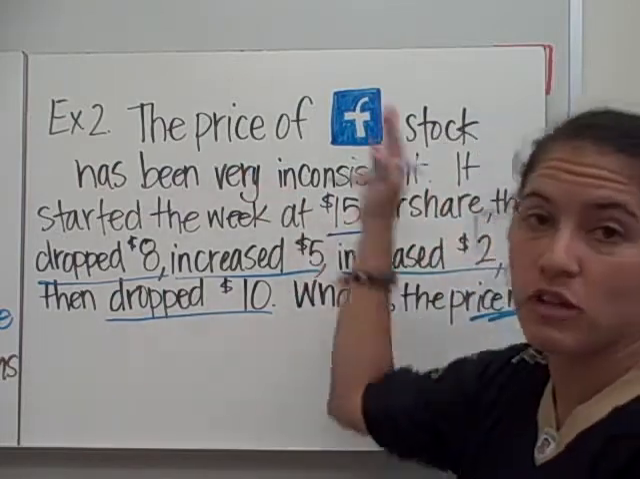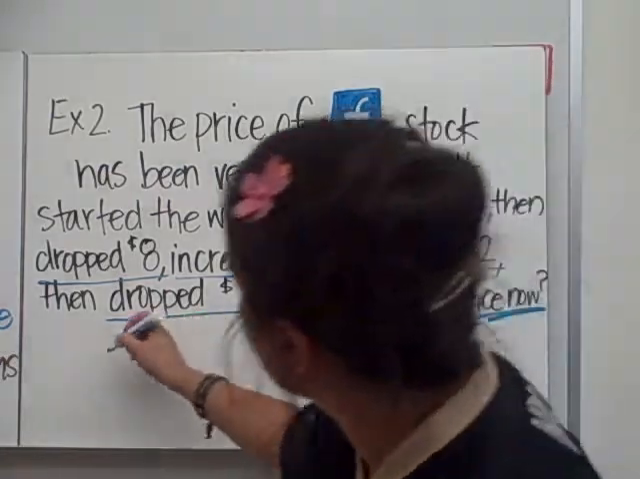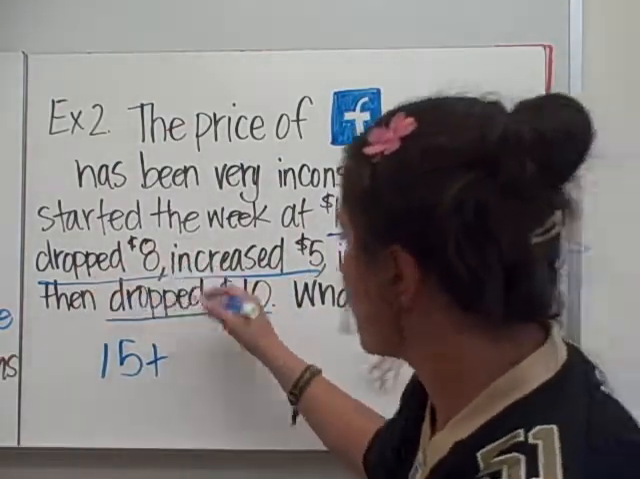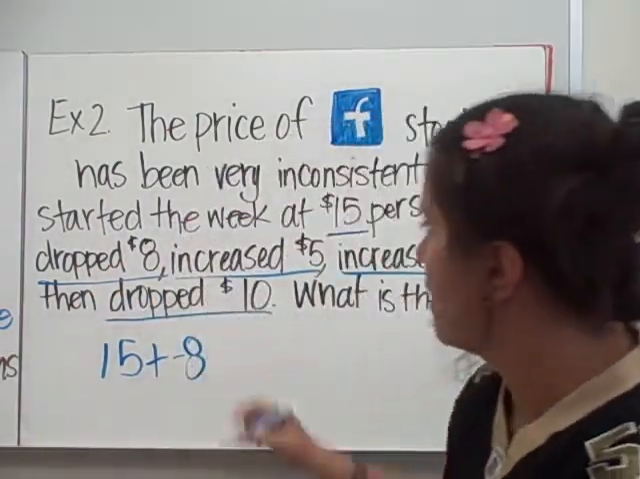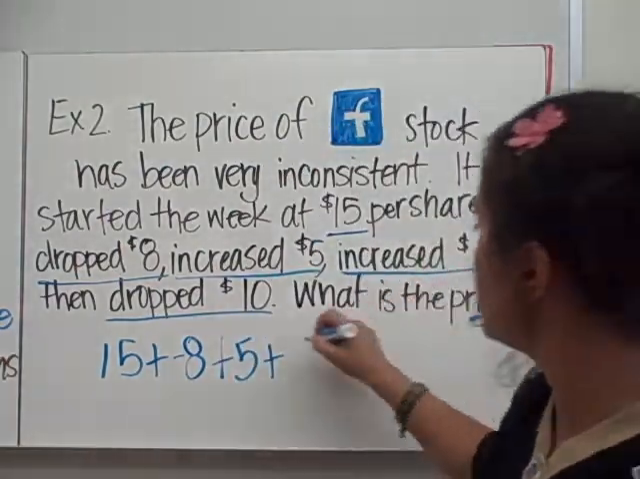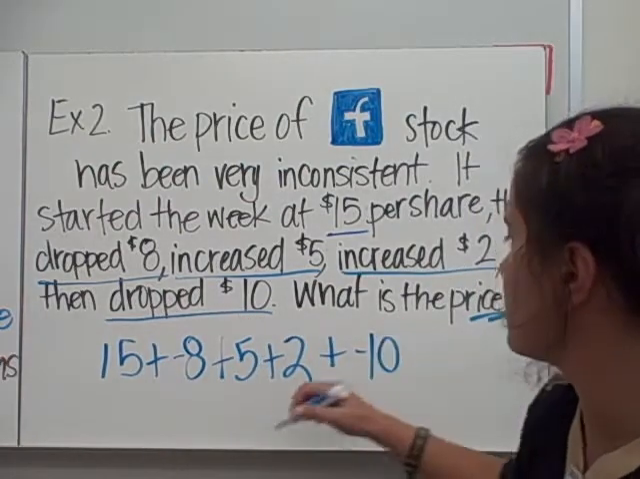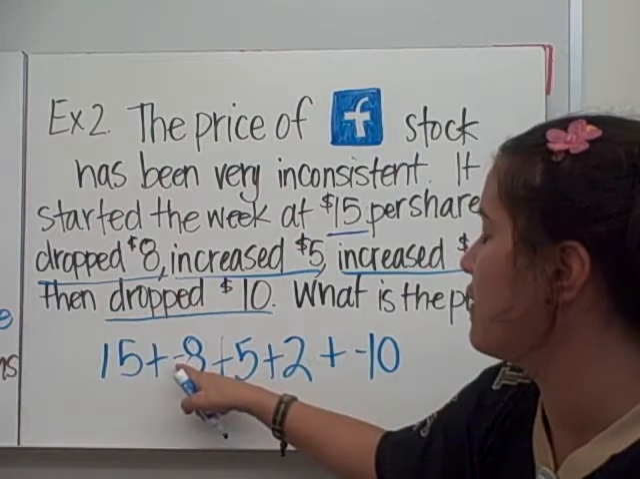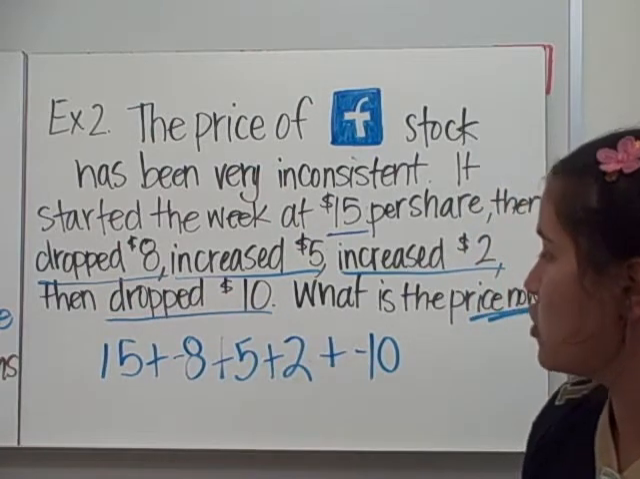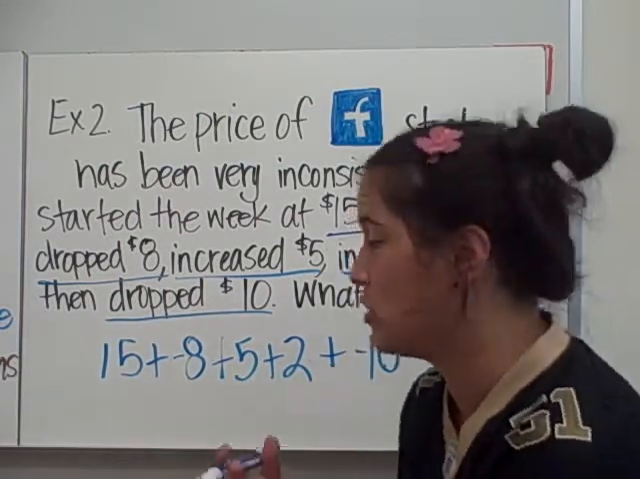Let's decontextualize this word problem and break it down into a simpler math problem. We started with $15, and then what happened? Then it dropped 8, and then it increased 5, and then it increased 2, and then it dropped 10. So notice every time it dropped, I put in a negative 8 and then a negative 10. So now let's solve this. You can go 2 by 2, or you can add up all your positives and add all your negatives. This time I'm going to show you the 2 by 2 method.